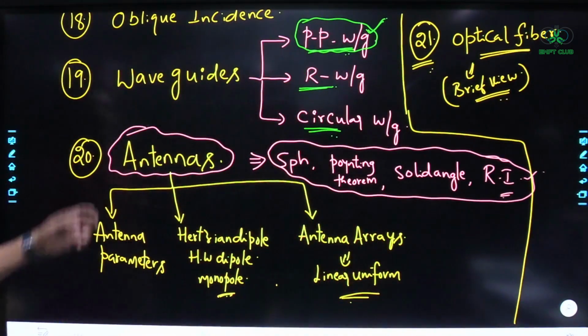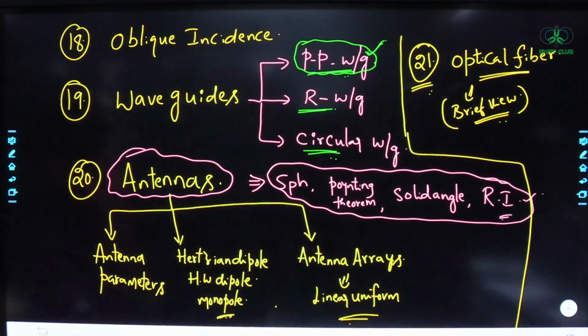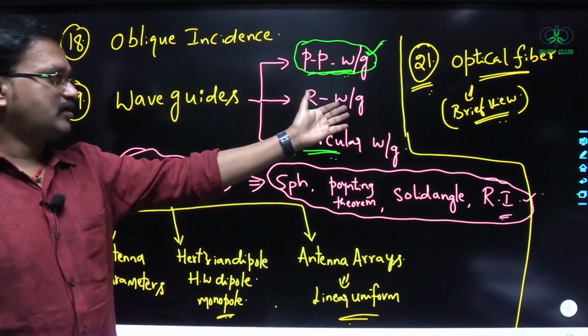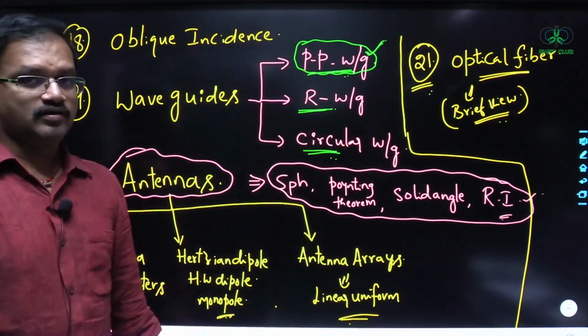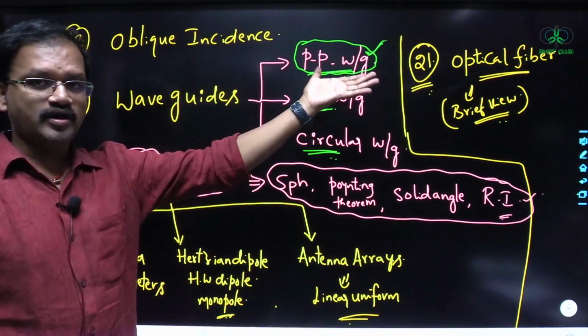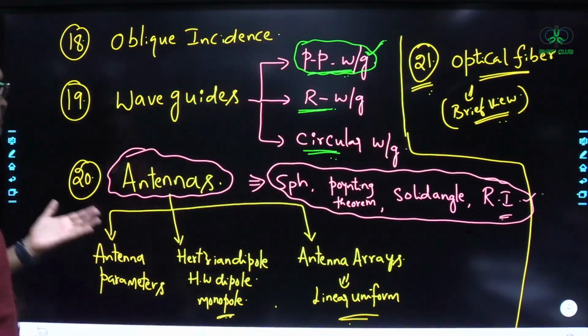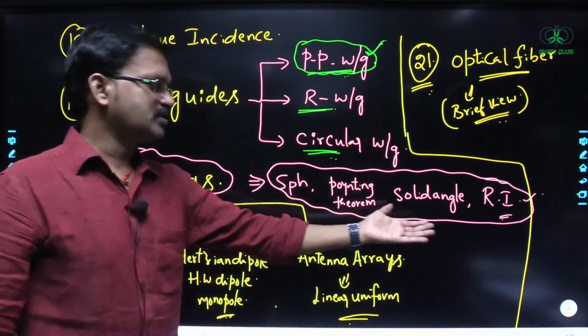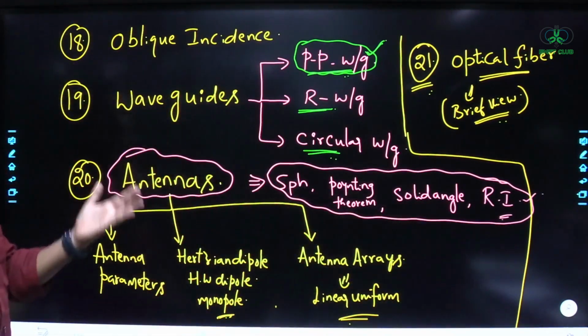Next, after that we will see oblique incidence. Next, waveguides. In waveguides we are going to cover parallel plate waveguide, rectangular waveguide, and circular waveguide. Why we have to study parallel plate waveguide? All those reasons I have already given, right? Next, 20th topic is antennas. I have given here the topics that are needed in order to understand this antennas topic.